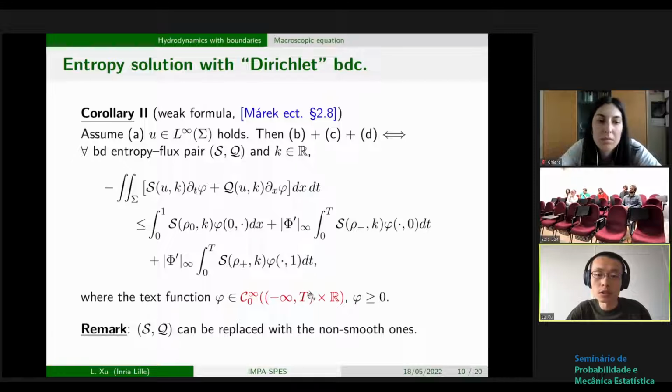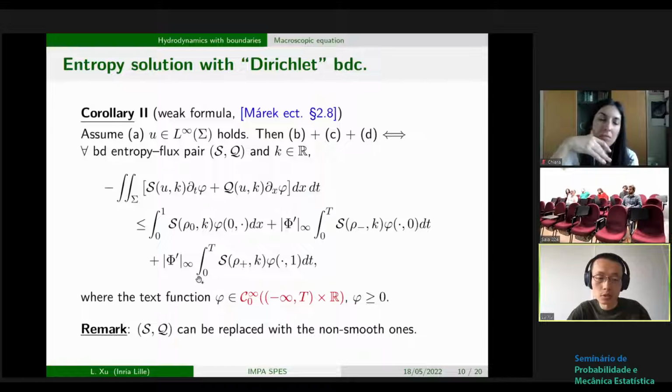And so finally, we need another definition, which is a weak formulation. I don't spend much time here. We put the entropy inequality, the initial condition, and the boundary condition together to write a weak formulation. And this is the formulation that we really use in proving the hydrodynamic limit, because it could be very hard to prove something about the boundary trace from the particle system. Usually from the particle system, we can only prove some weak formulation.